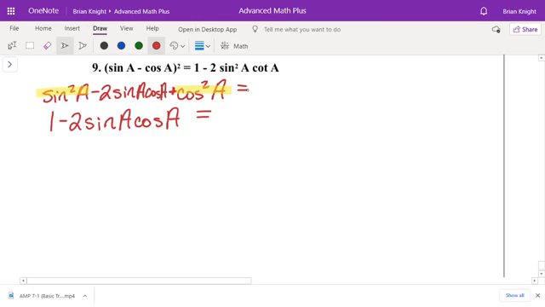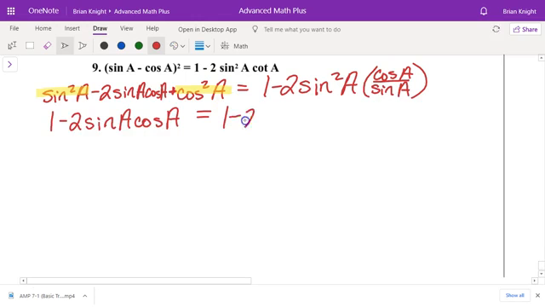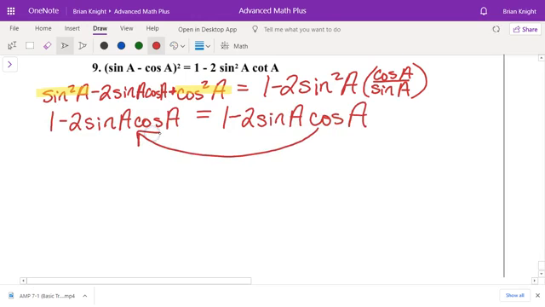Can't you just do this? No. So this is going to be 1 minus 2 sine squared A. Cotangent of A can be written as cosine A over sine A. And now, this sine and this sine squared do what? Cancel. So I'm left with 1 minus 2 sine A cosine A. Same thing, because those cancel. Okay?